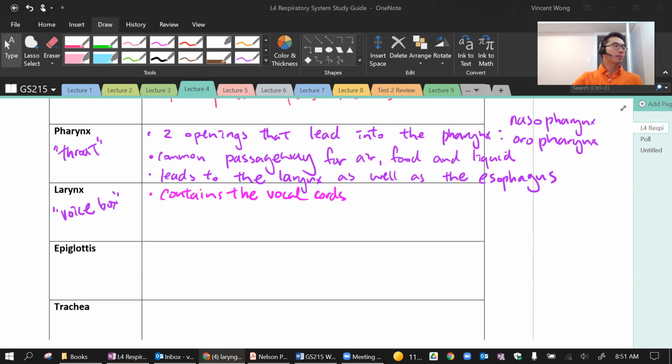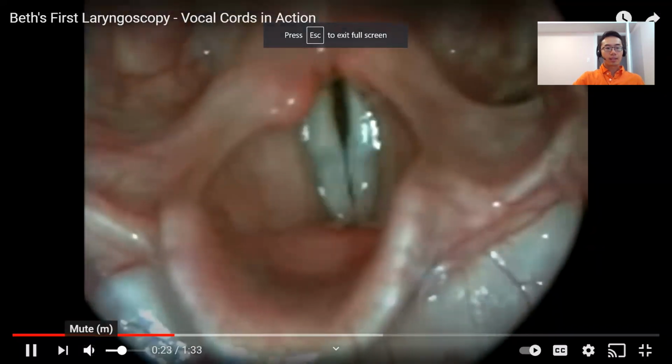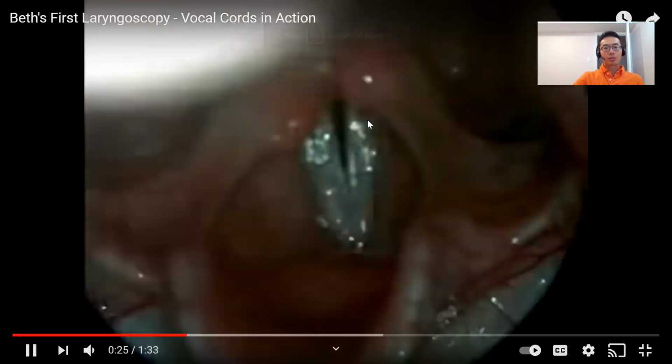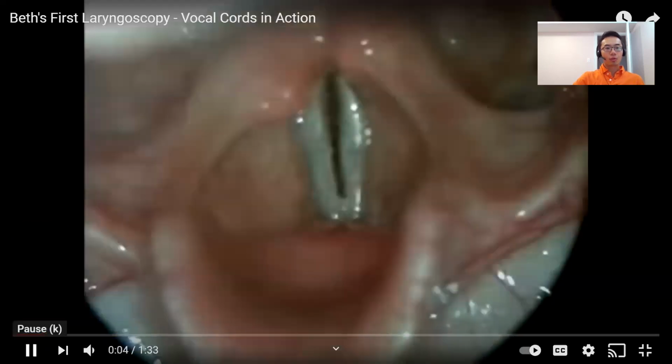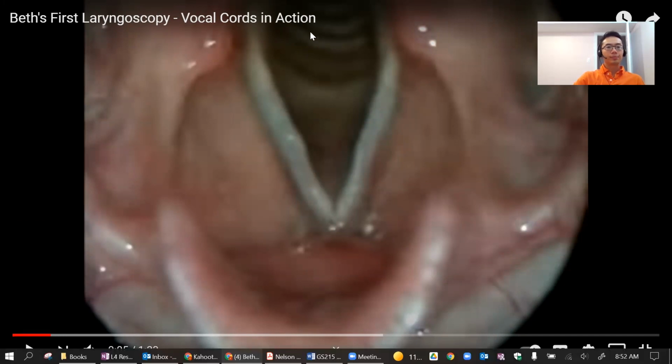Now this might gross some of you out. So if you gross out easily, just don't watch. Cover your eyes. Do you guys see? Can you guys hear the sound? This is actually the vocal cord. You can see the rings here. Can someone tell me what those rings are? Anybody? What are those rings? What am I looking at here?